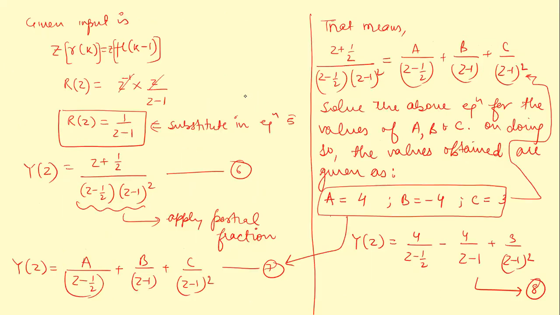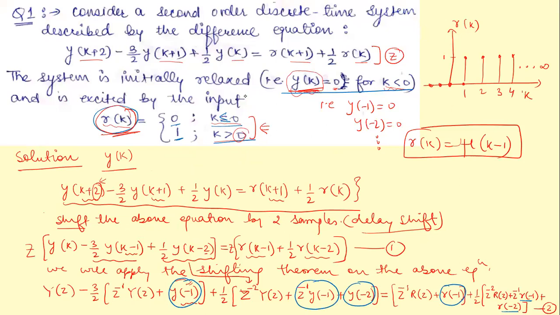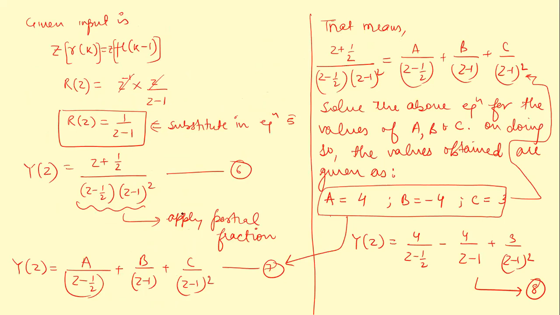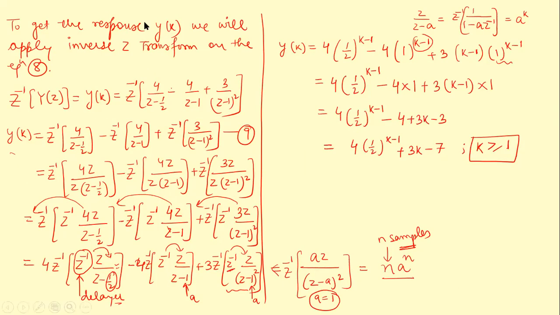Now in this particular question, as you can see, we have seen the application of Z transform. We have seen the application of the shifting property. We have also applied the inverse Z transform. So all these three concepts have been applied on a single numerical, and we have got the solution.